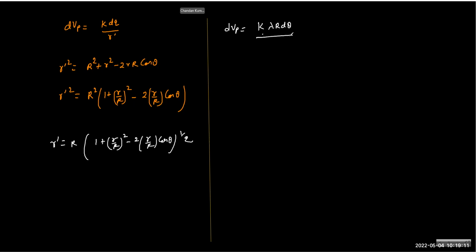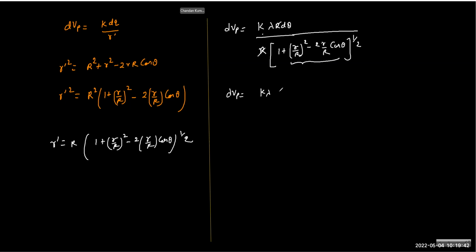So k lambda R d theta upon r dash, which is R into 1 plus r by R whole square minus... We can treat this entire term as a single term. So it will have a similar relation. So this will be like k lambda into 1 minus 1 by 2 r by R whole square plus r by R cos theta, d theta. Okay, using the binomial approximation.